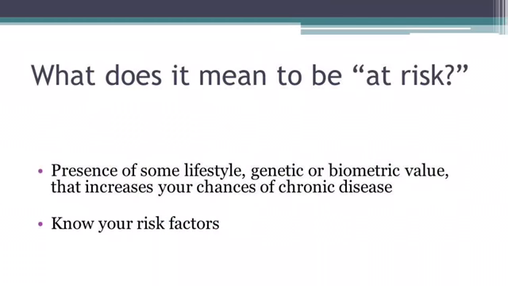So what does it actually mean to be at risk for a chronic disease or condition? Being at risk simply means that there is some presence of a lifestyle, genetic, or biometric value that increases your chance of a specific or set of chronic diseases. So we tend to assess risk looking at a variety of different factors, some pertaining to weight, some blood chemistry and biometric measurements, as well as lifestyle factors, everything from diet to exercise to how we internalize and manage stress.